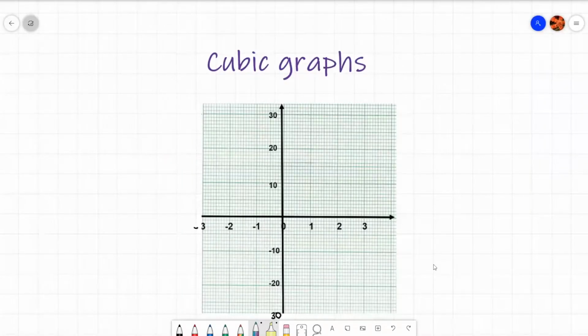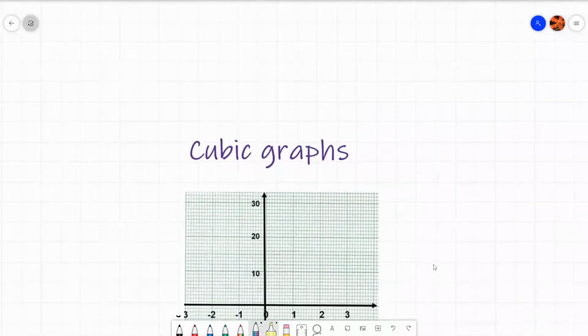Cubic graphs. In today's lesson, we will be looking at plotting cubic graphs. Now, we've done straight line graphs before, and we've done quadratic graphs before. The links to these are on the website. A quadratic graph is a U-shaped graph, and a straight line graph is obviously a straight line, but a cubic graph also has a very distinct shape, so we're going to be looking at that.